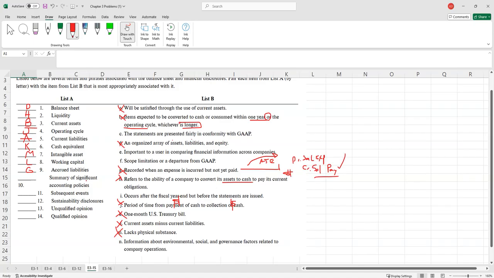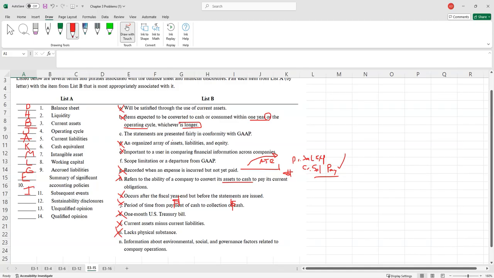How about 10, summary of significant accounting policies? We just looked at that. That's going to be E over here. Important to a user in comparing financial information across companies. So that'll tell you some of the accounting rules they've used. Subsequent events, right? This will be I. These occur after fiscal year end, but before the financial statements are issued. Again, something a reasonable third-party investor would want to know about.